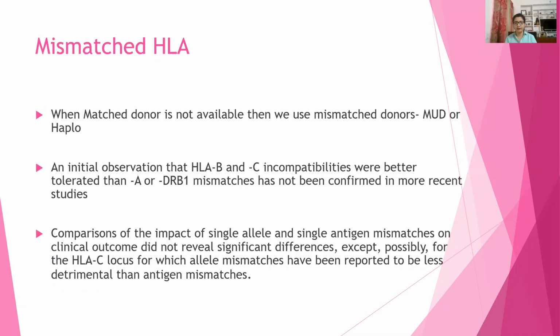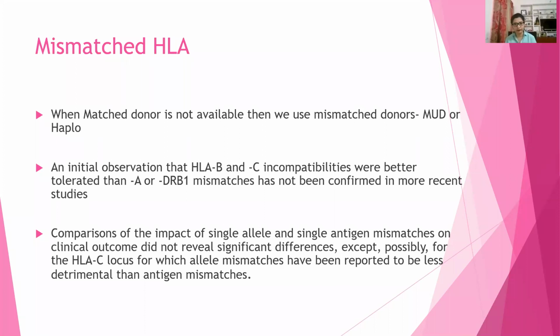Now coming to mismatch HLA: if it happens that we tried for a match but we didn't find a matched donor, then what will we do? We will use mismatched donors. So what can mismatched donors be? They can be of two types. They can be from the MUD registries, as you all know, and they provide us with the MUD donors.